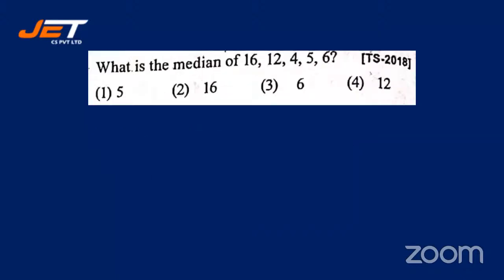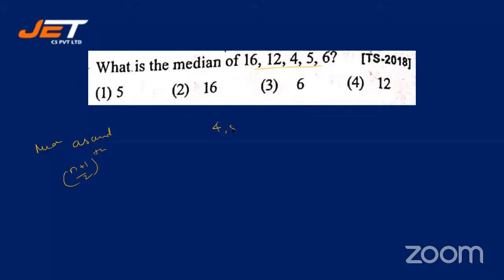What is the median of 16, 12, 4, 5, 6? So when median is asked, what is the first thing that you need to do? You need to arrange it in the ascending order. Always don't forget, when median is asked, first arrange it in ascending order. Then use either n by 2 or (n plus 1) by 2th item. Okay. So now just arrange it in the ascending order.